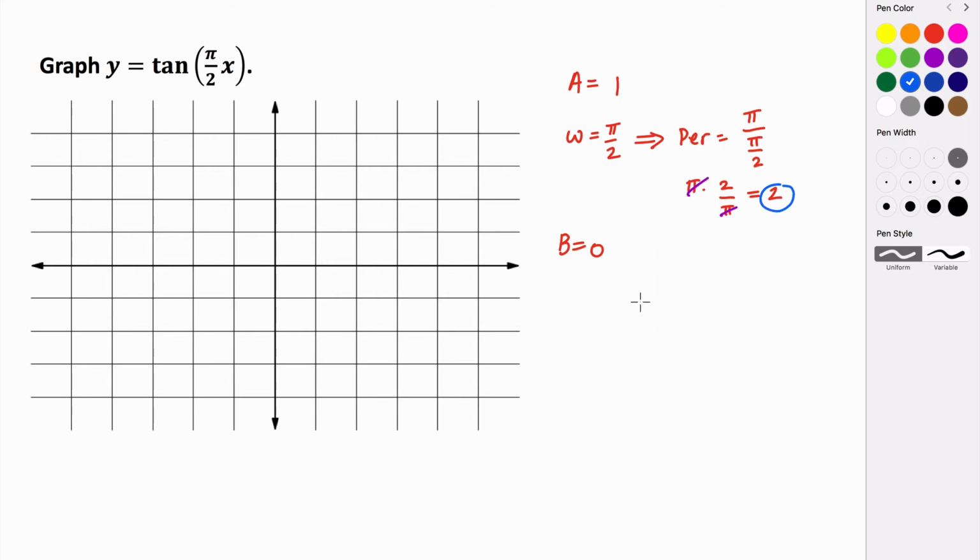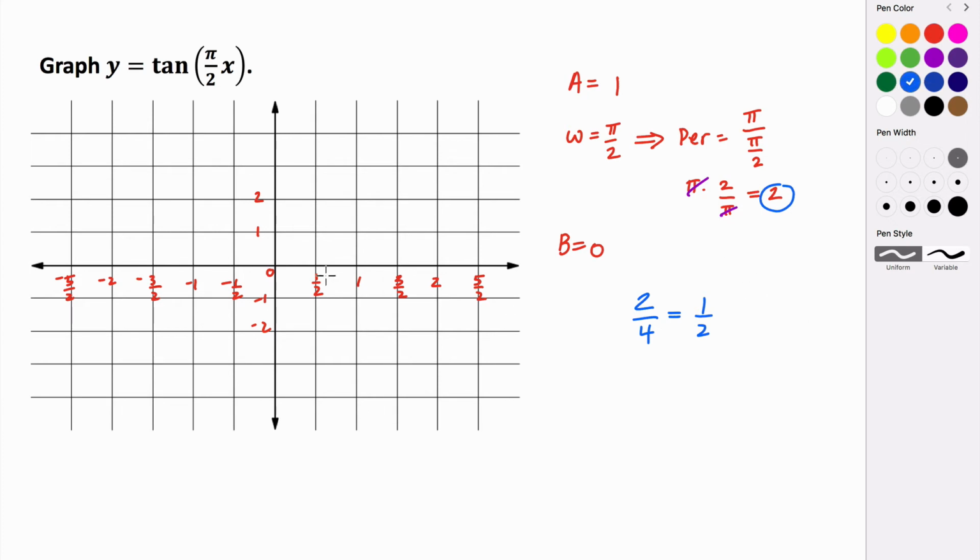So we still take 2 and divide it into quarters because that's where all of our key points are going to happen. So 2 divided by 4 is 1/2. So we're going to go ahead and label the axes with half units. So this is 1/2, 1, 3/2, 2, 5/2, negative 1/2, negative 1, negative 3/2, negative 2, negative 5/2, etc. And then 1, 2, and so on, negative 1, negative 2, 0 here.